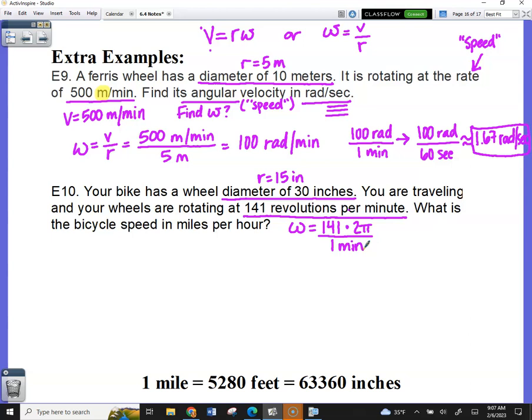So in your calculator, 141 times 2 pi. We're going to go to the nearest hundredth on here. Just leave the decimal in your calculator, though. 885.93. Now you got to know what you're talking about. This was the angular speed, so that means this is radians per minute, because I had it right there, right?